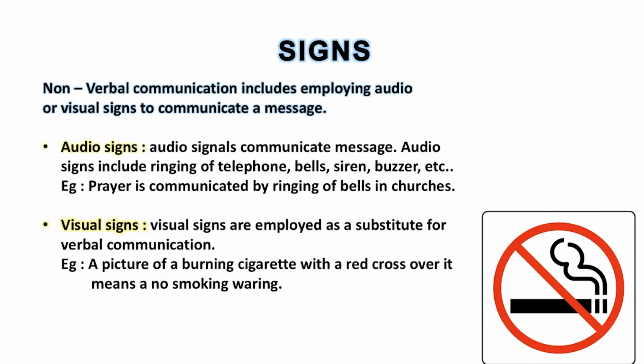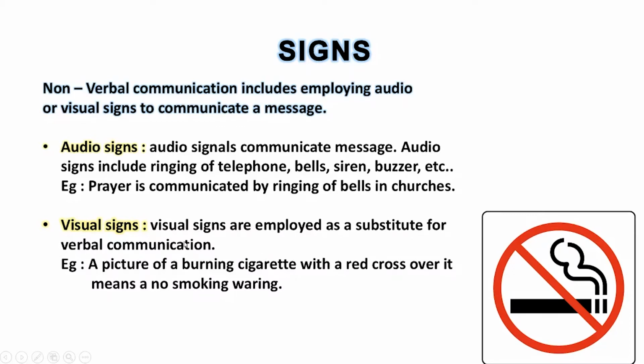Now let's see the visual signs. I have given an example here. What does this mean? The cigarette with a red ban on it. It means no smoking in this area. Smoking is prohibited, right? So visual signs are employed as a substitute for verbal communication.